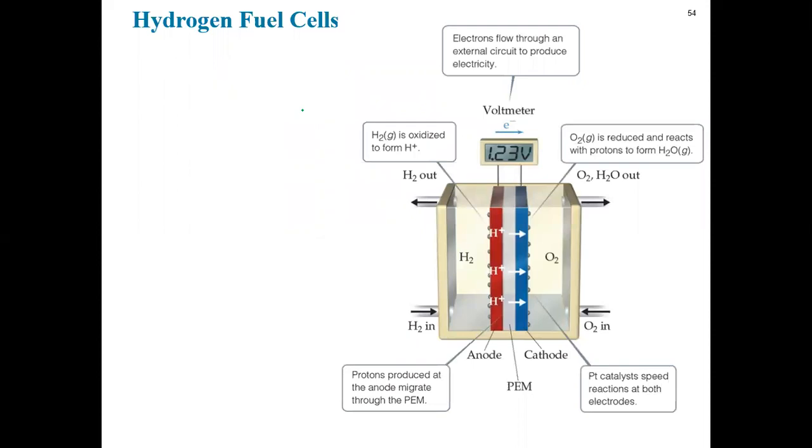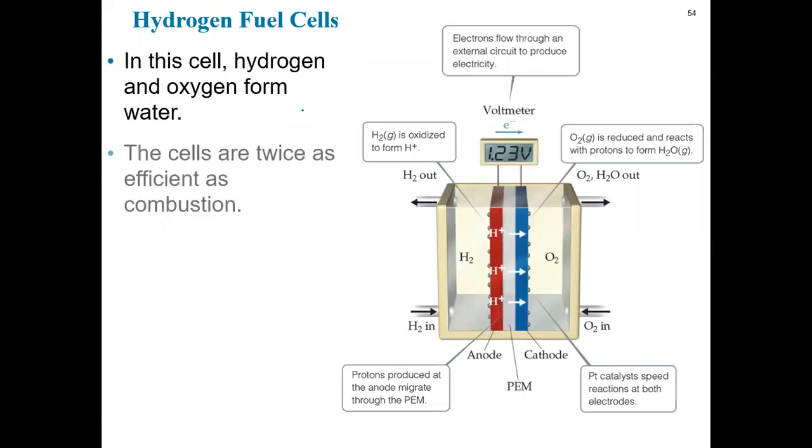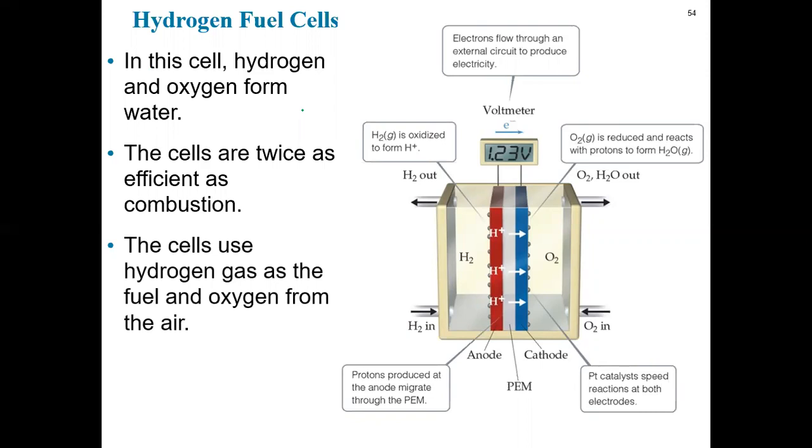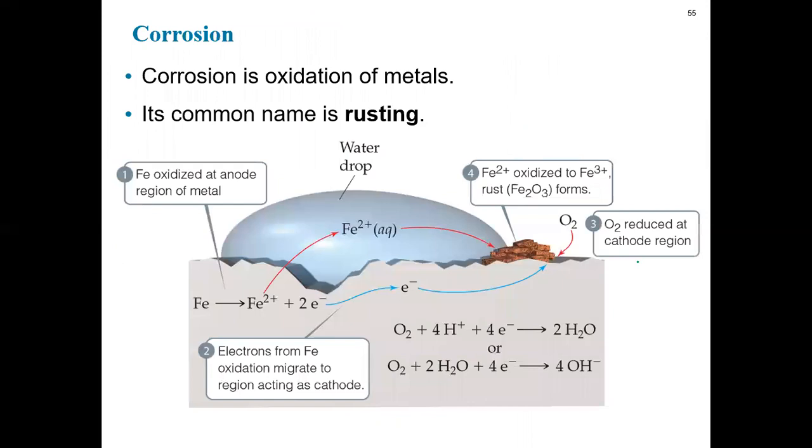This diagram shows how the fuel cells work. In this example, H2 will be oxidized into H+, then O2 is reduced into hydroxide, and therefore you can use that potential.